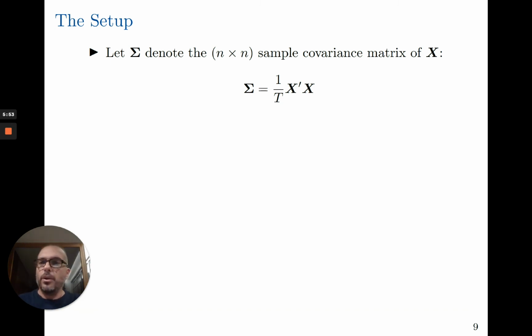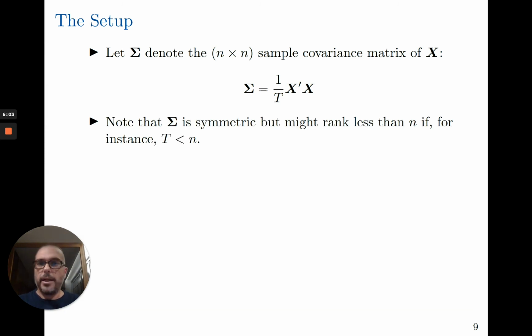Okay, so we denote by sigma the sample covariance matrix of X. So let's call sigma 1 over T X prime X. Sigma is symmetric, but might have rank less than n, if for instance T is less than n. So everything that I'm going to tell you now is under the assumption that T is larger than n. Okay, so we have more time observations than cross sections. If it's the other way around, you just do everything on the transpose, and everything will go through.